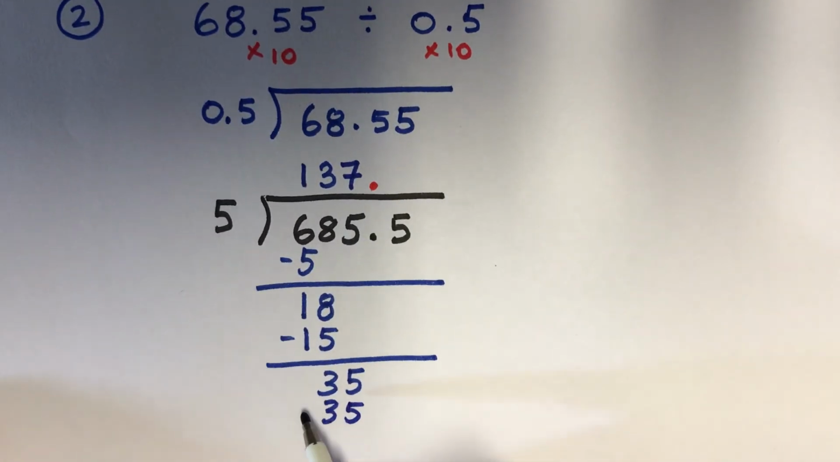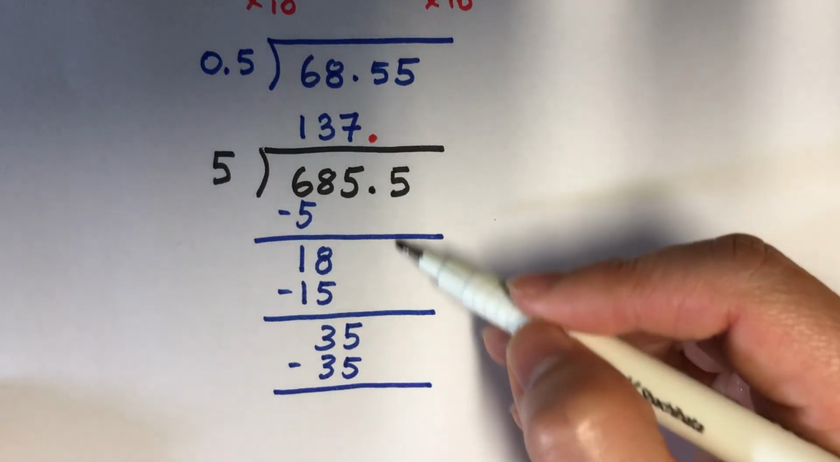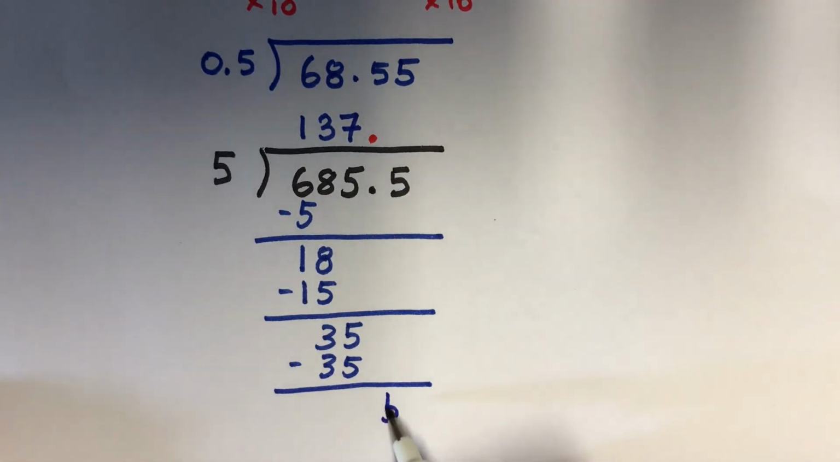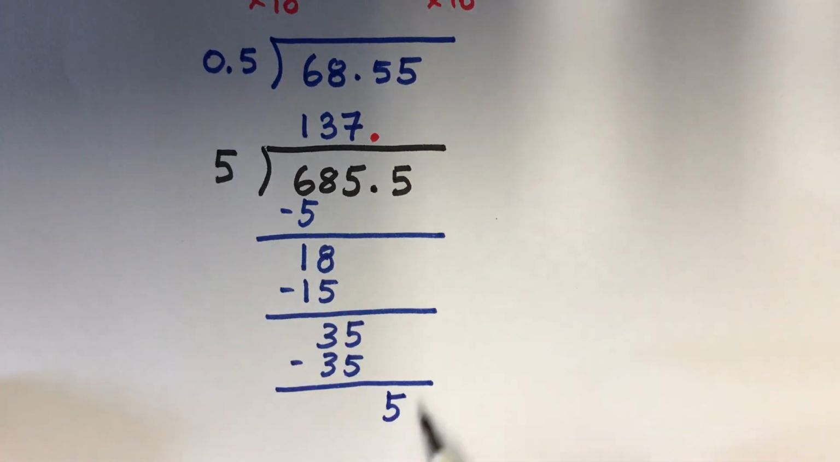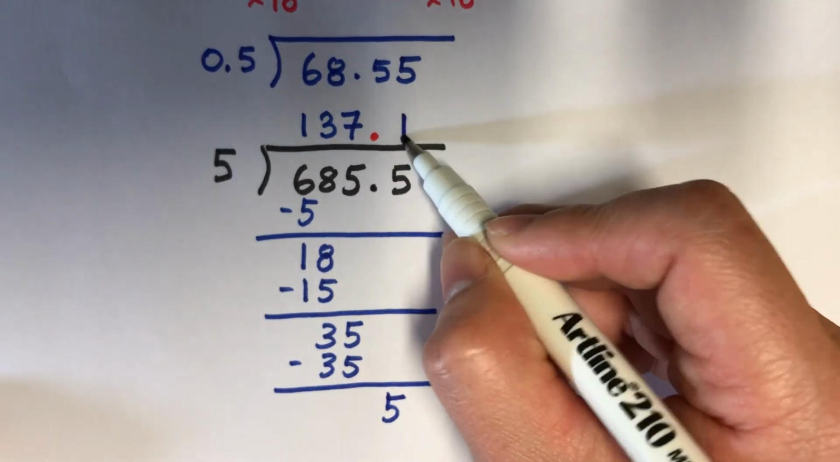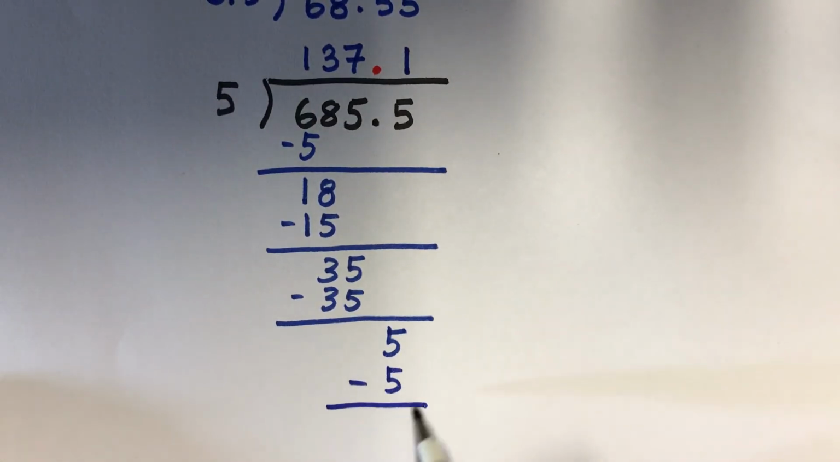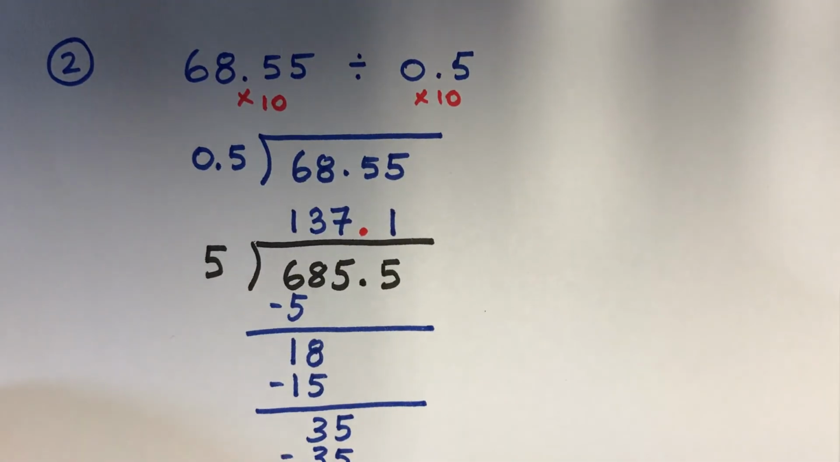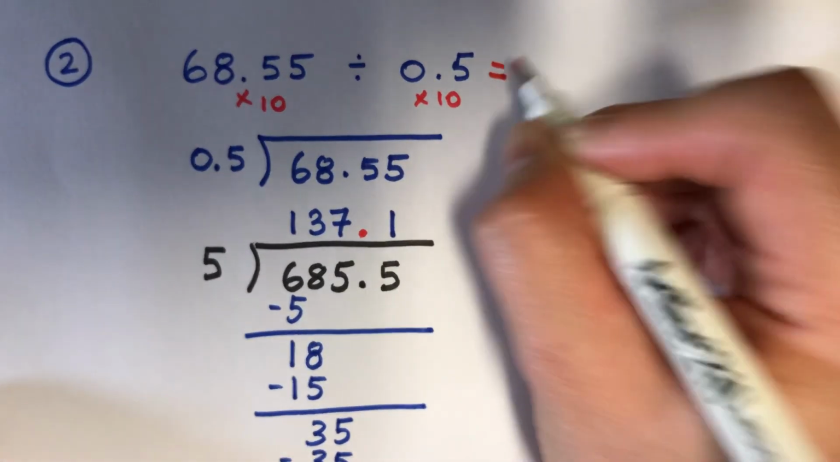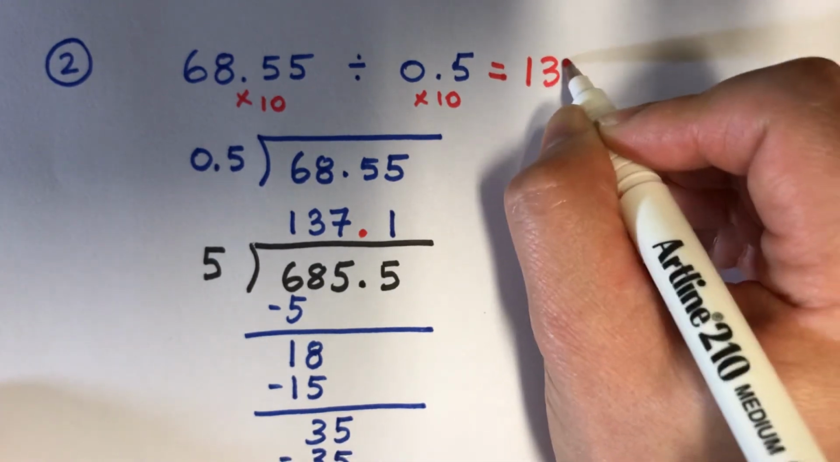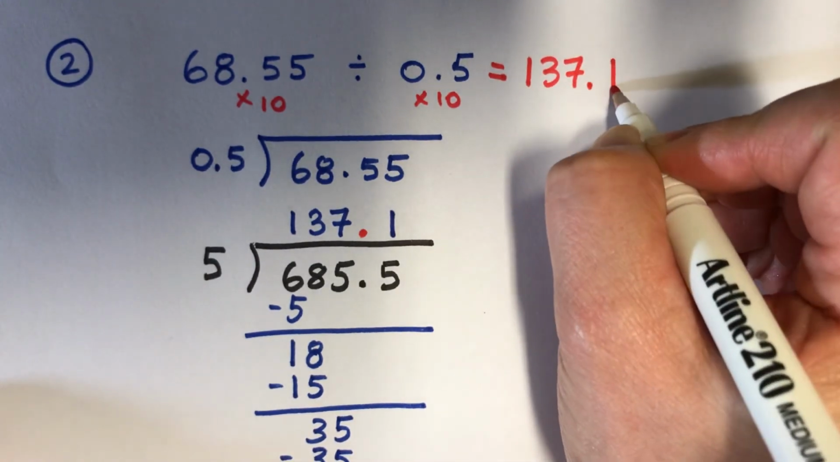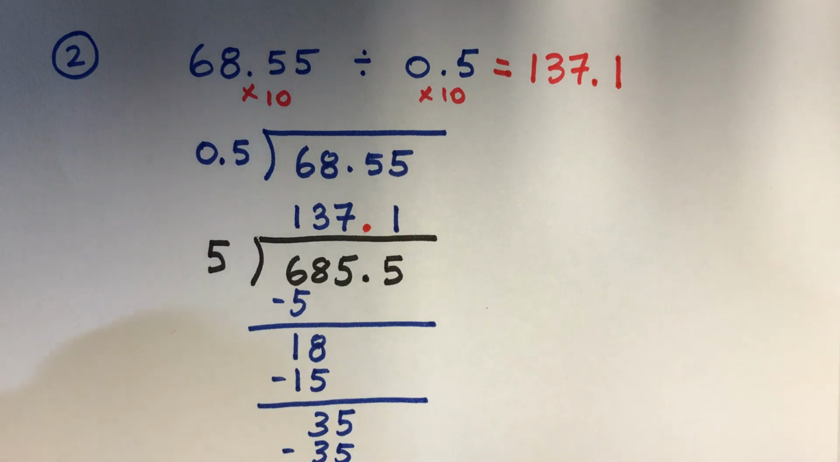Now look at this. It's a 0 now, isn't it? But we still got 5 left. So I'm just going to bring 5 down. I'm not going to put 0 there. And then 5 goes into 5 only once. And then I'll take away, and my remainder is 0. So my answer to this question is 137.1 exactly. Okay, well done.